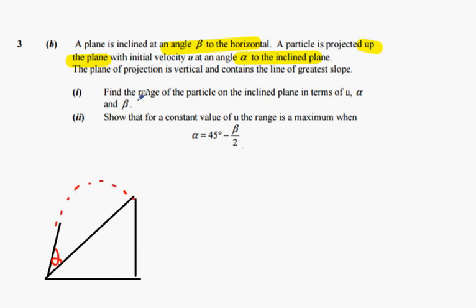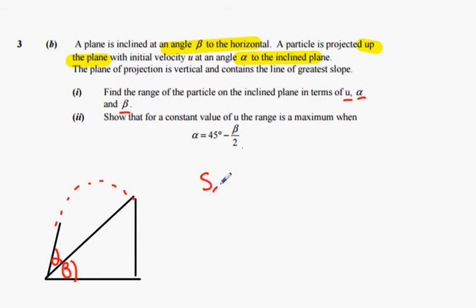Okay. Find the range of the particle on the inclined plane in terms of u, alpha, and beta. And then for part B, show that for a constant value of u, the range is a maximum when alpha equals 45 degrees minus beta over 2. Very nice question. Okay? So, when you see the word range, what does that automatically lend itself to?